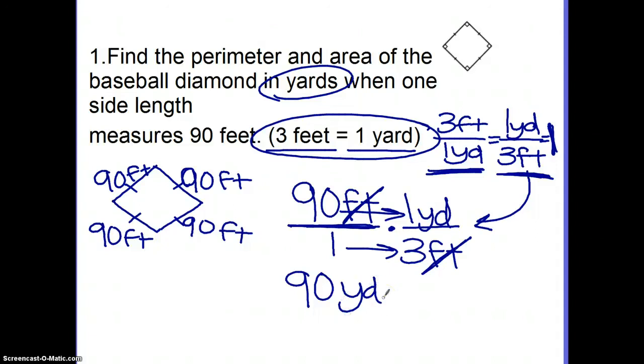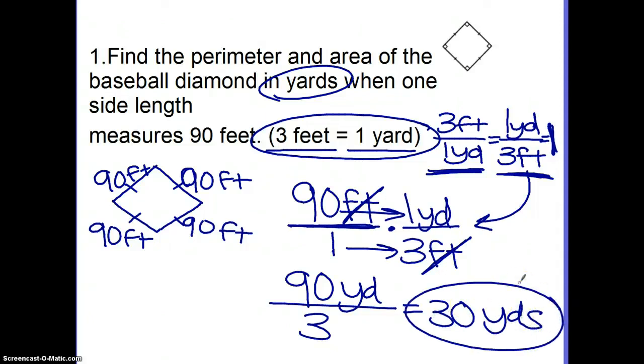So 90 times 1 is 90. On the bottom, I got 1 times 3, which is 3. And the feet is gone. It's canceled out. And so now I've got 90 yards over 3. Well, 90 over 3 is the same as division. So 90 divided by 3 would be 30 yards. So now I know each side around the baseball diamond is 30 yards.